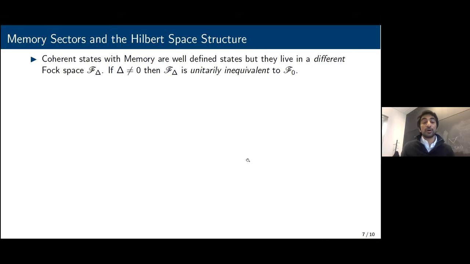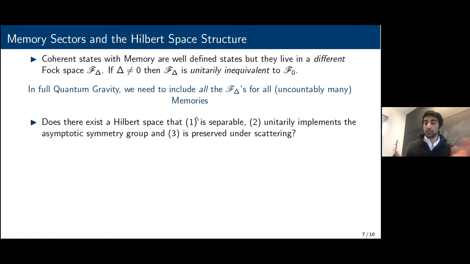Okay, so what do we do? Well, the coherent states with memory are perfectly well-defined states, but they just live in a different Fock space, this F delta here. And if the memory is non-vanishing, F delta will be unitarily inequivalent to the usual Fock space. So we need to include this F delta if we want to describe scattering, but the situation is much worse than that because memory is not a conserved quantity. You can scatter even classically between in and out states with different memories. And in full quantum gravity, we would need to include all of the F deltas for all uncountably many memories. And this is the key issue that I'll be discussing for the rest of this talk.